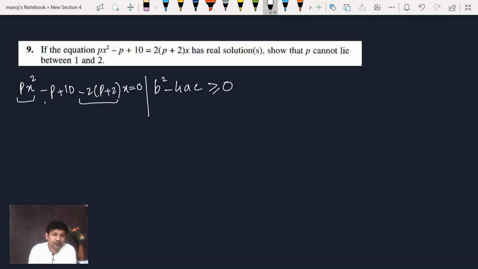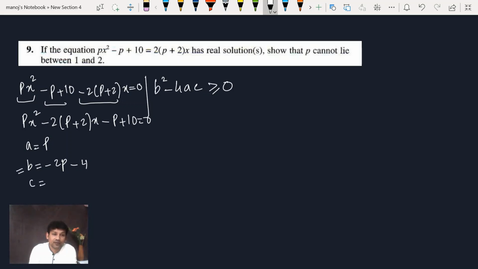What we can do, you have to arrange. I'm arranging first. Minus p plus 10 is equal to 0. So the value of a is p, the value of b is, you can multiply, minus 2p and minus plus is minus 4, and this is one of the most important parts for b here. I can write 10 minus p here.